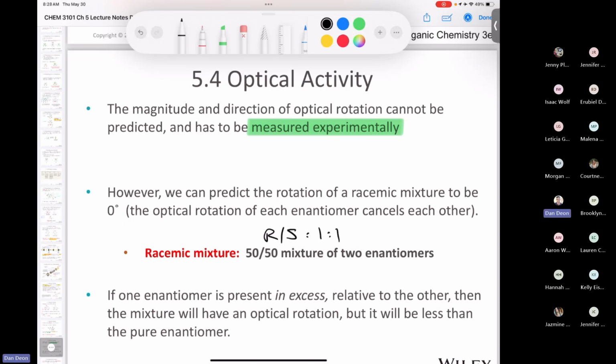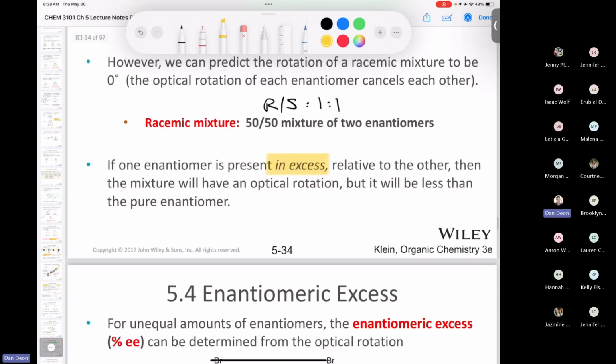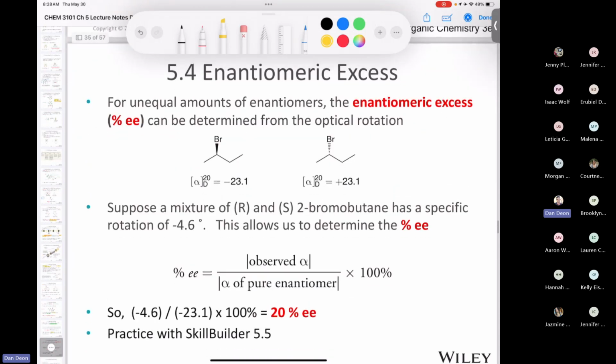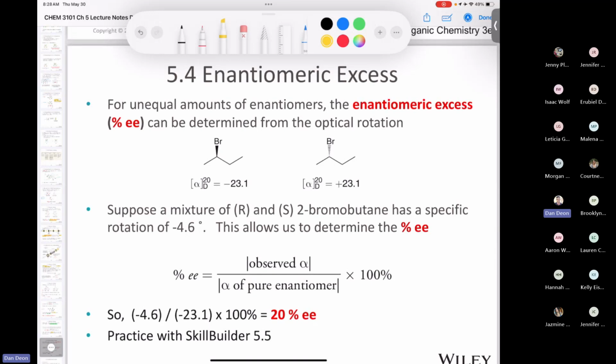However, and I'm not going to ask you about enantiomeric excess. I'm just going to go over the definition with you. If you have, let's say, more R and less S, like let's imagine 70% R and 30% S, we say that one enantiomer is present in excess, and the mixture is going to have some optical rotation, but not as pronounced as it would be if it was pure. And there's calculations you can do to figure out percent enantiomeric excess. But again, I'm not going to ask you to do a calculation like this. It's covered in the textbook, but I won't ask you to do it, okay?